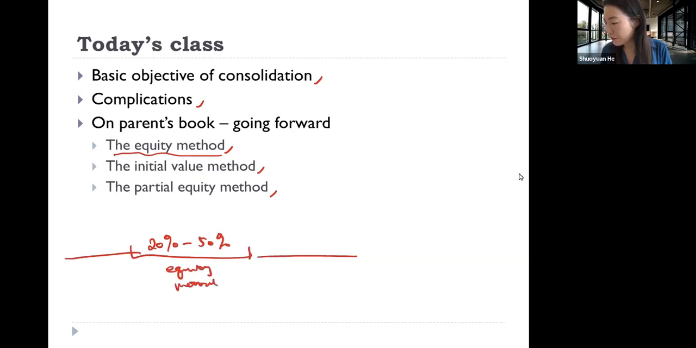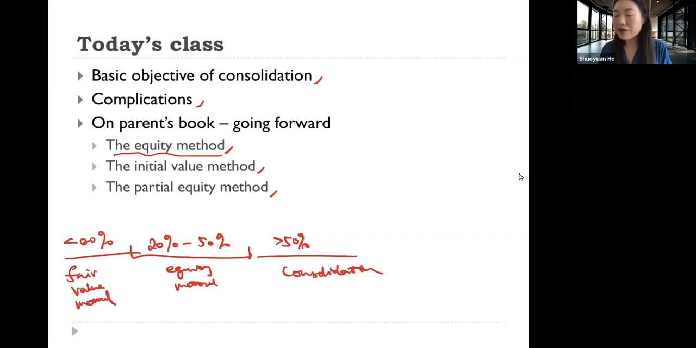And if it is more than 50%, we use consolidation. If it is less than 20%, we use the fair value method. So the equity method we're going to talk about here applies when the parent has more than 50% ownership of the subsidiary and should use consolidation.